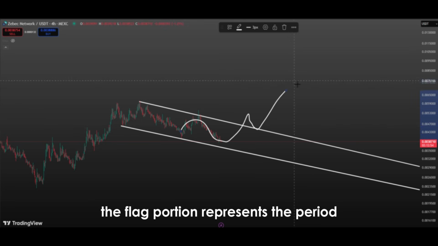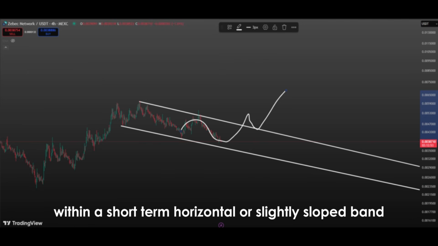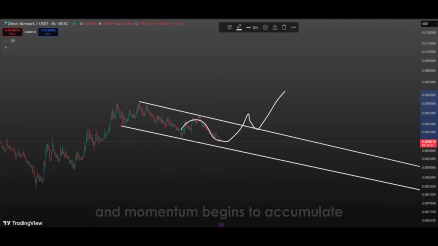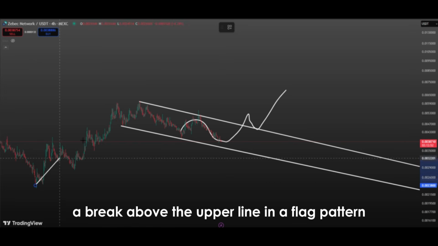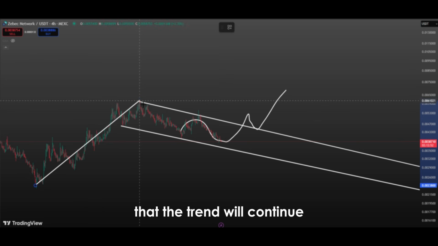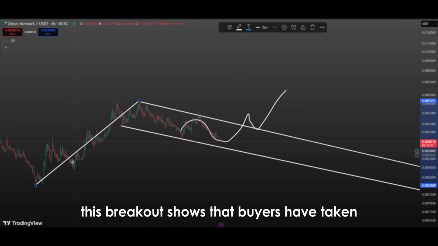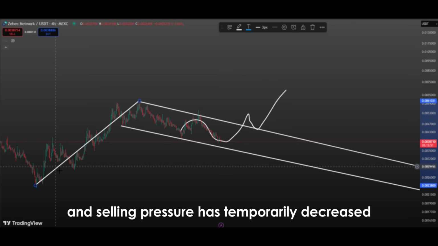The flag portion represents the period in which the price fluctuates within a short-term horizontal or slightly sloped band, and momentum begins to accumulate. A break above the upper line in a flag pattern is the most important technical indication that the trend will continue. This breakout shows that buyers have taken control of the market and selling pressure has temporarily decreased.